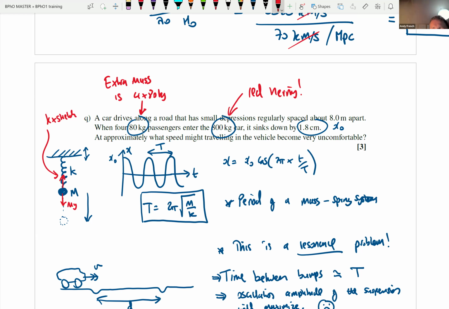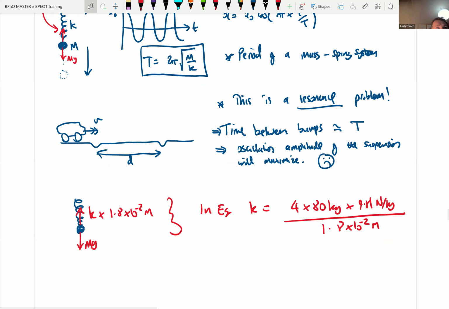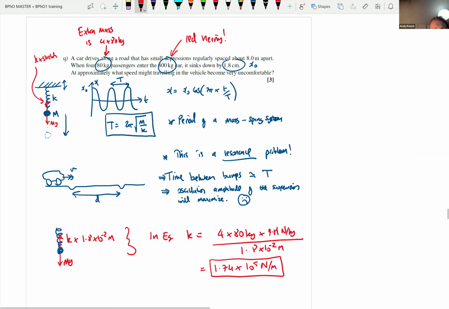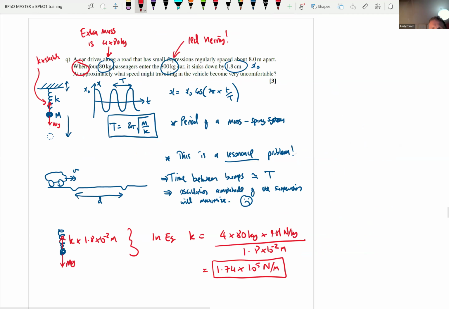Right, so there we go. So 4 times 80 kilograms times 9.81 newtons per kilogram, right? Divided by the sink distance, 1.8 times 10 to the minus 2 meters. And that will give you a spring constant of about 1.74 times 10 to the 5 newtons per meter. There we go. Sneaky, eh? All right, so there we are. So yeah, the word is when 4 80 kilogram passengers enter.